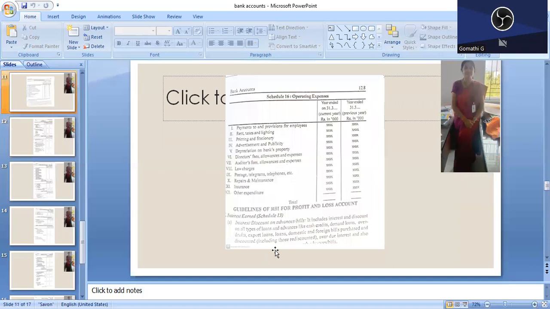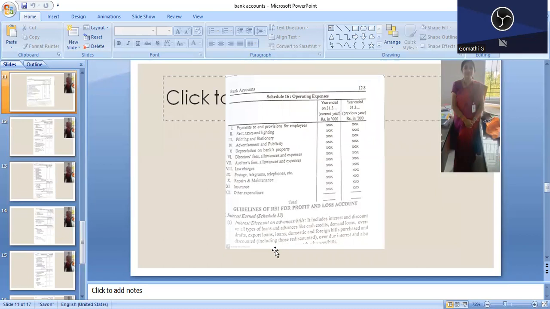Next one is operating expenses: payment to and provisions for employees, rent, taxes and lighting, printing and stationery. These are some examples. I gave only one example, for law charges: all legal expenses and reimbursement of expenses incurred in connection with legal services are to be included here.